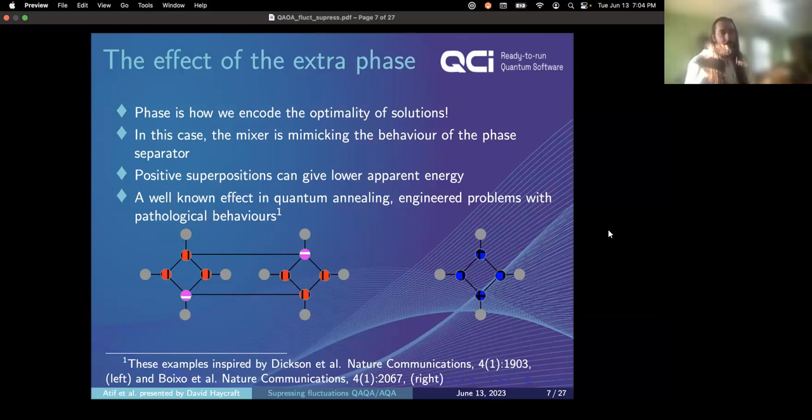In this case, there are some issues where the mixer is mimicking the behavior of the phase separator. And when there are positive superpositions, it can give lower apparent energy. This is a well-known effect in quantum annealing, engineered problems, and they exhibit pathological behavior. A couple of examples are shown below in the figures. We have on the right from Boixo and on the left from Dixon.